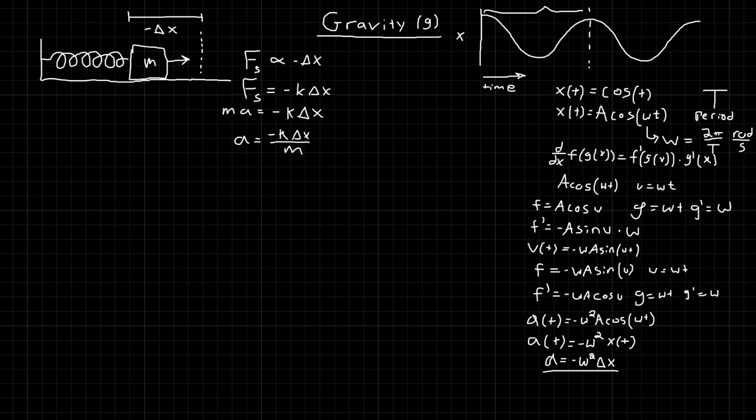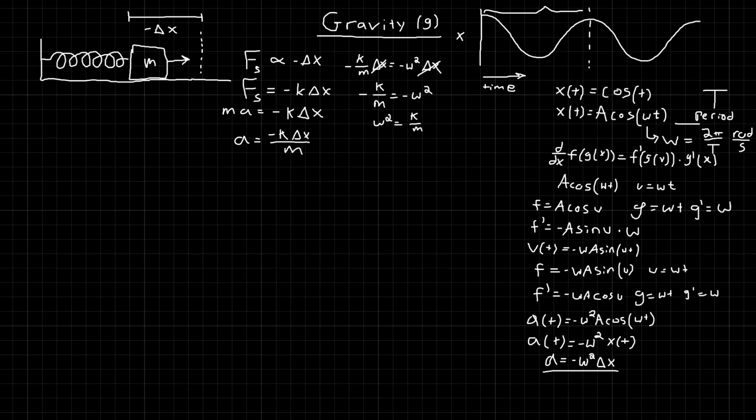And we know that this acceleration is going to be the same as this acceleration because the spring is going to be in simple harmonic motion. So we can say that negative k over m delta x, which is this first part down here, is equal to negative w squared delta x, which is the second part down here. And now we can see that these delta x's will cancel on both sides, leading to the fact that negative k over m is equal to negative w squared, or just w squared is equal to k over m because the negatives cancel on both sides.